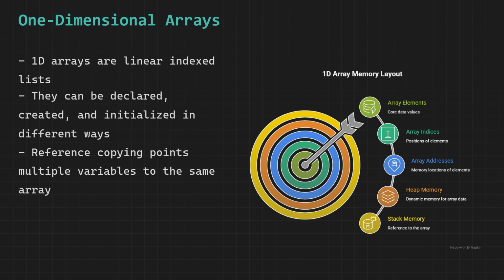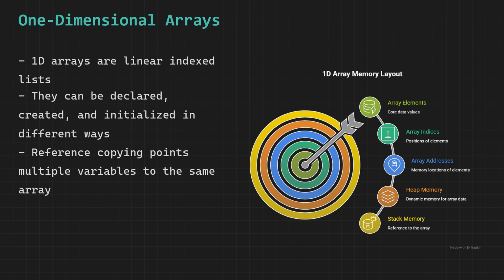The first way is declaration and creation separately. You write int[] marks, then on the next line marks = new int[5], with the size 5 in brackets. This creates the array in heap memory with 5 slots. At this point, all slots hold the default value 0 for integers. The second way combines both steps into one line: int[] marks = new int[5].